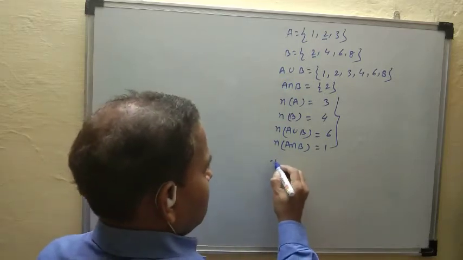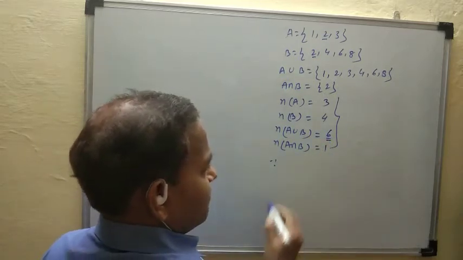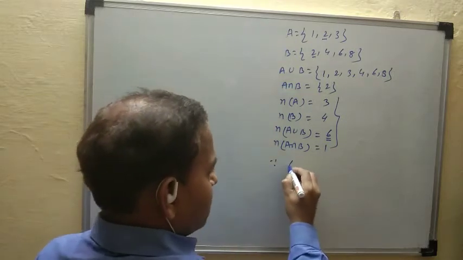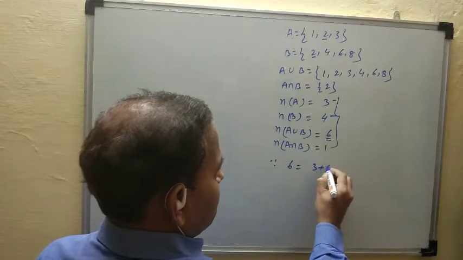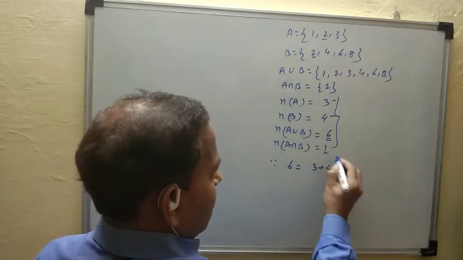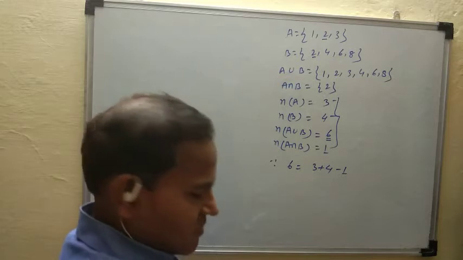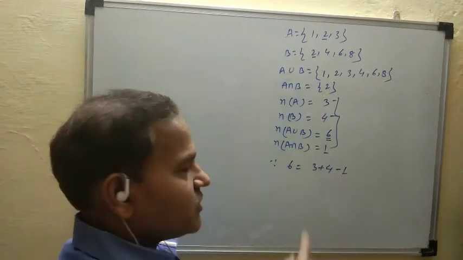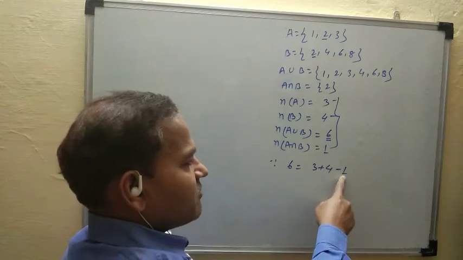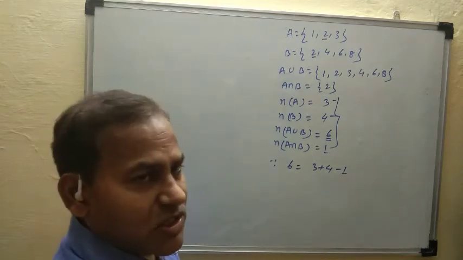So since the biggest number is 6, 6 can be written as the sum of these two numbers, that is 3 plus 4, and minus this number. This is the relation between these 4 numbers. 6 is equal to 3 plus 4, 7, minus 1, 6. Both are equal. So this is the relation.